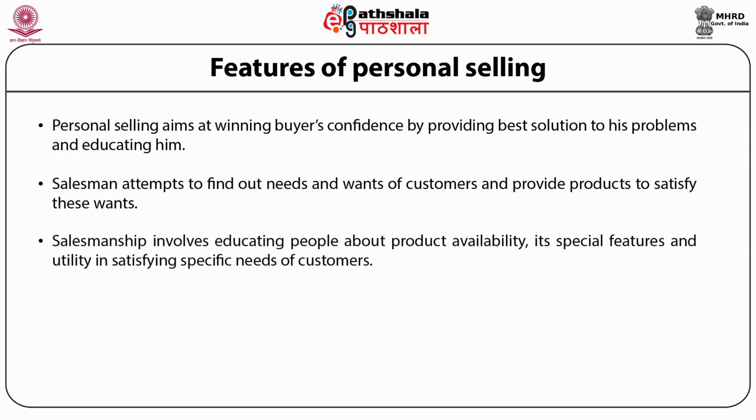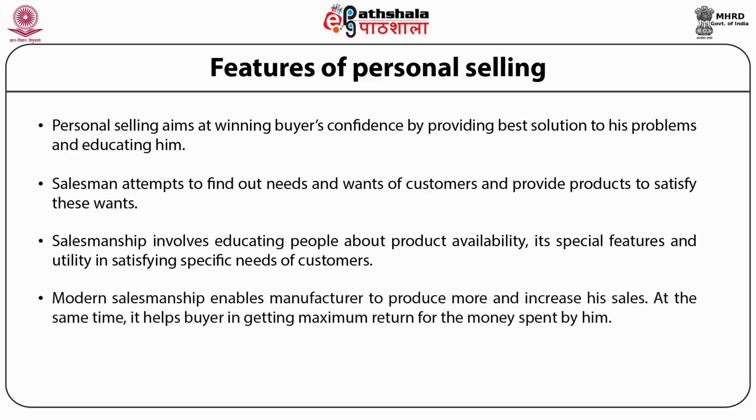Salesmanship or personal selling involves educating people about product availability, its special features, and its utility in satisfying specific needs of customers provided by the products. So thus personal selling helps in convincing and educating people about product availability. Moreover, modern salesmanship enables the manufacturer to produce more and increase his sales. At the same time, it also helps the buyer in getting maximum return for the money spent by him.